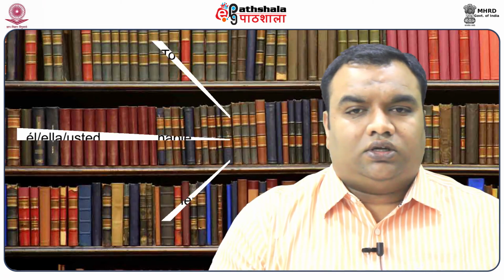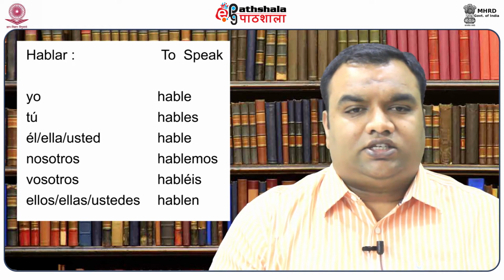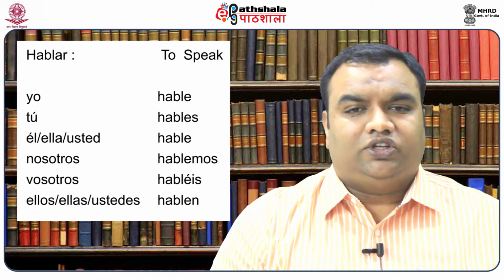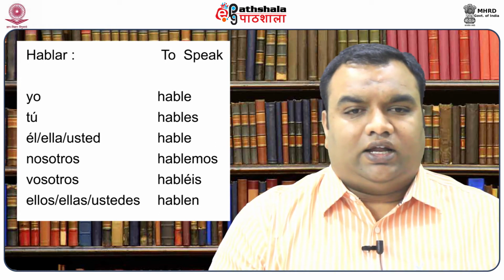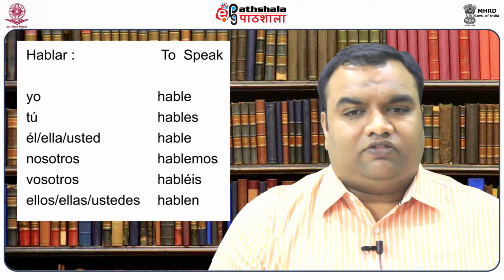Subjunctive for AR ending verbs. Let's take the example of the verb hablar, to speak. So, in step 1, we take the yo form of the verb hablar, that is hablo. In step 2, we take off the final O of the yo form.